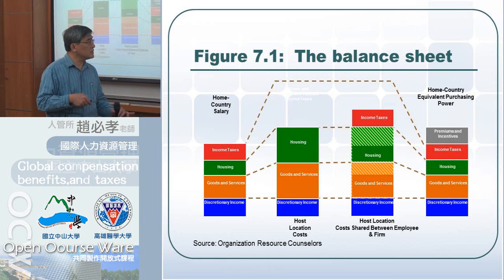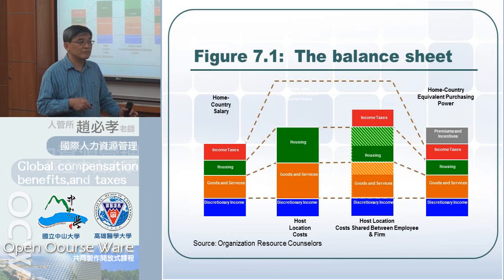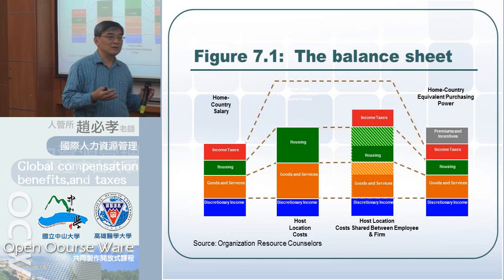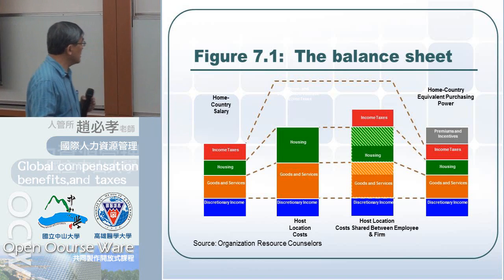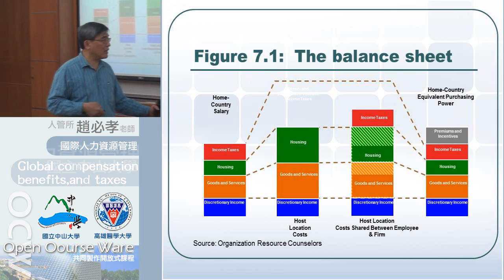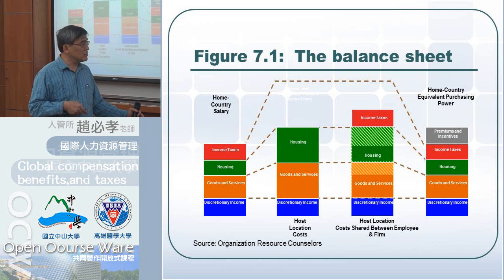When you stay in the home country, this is your salary, the income tax, the housing, goods and services, and discretionary income. So when you go to China, if you want to keep the same living standard, the housing is very expensive. You know why? Because you want to have good security, so housing in Shanghai is very expensive. And goods and services, if you want to keep the same standard as the home country, cost a lot.